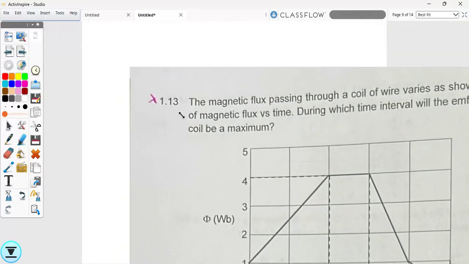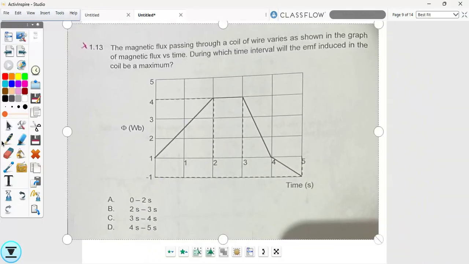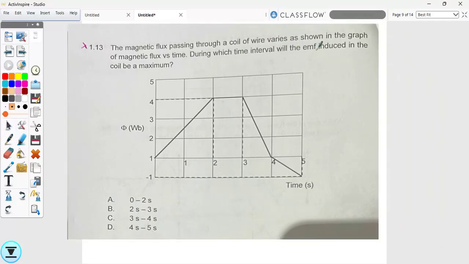You see, this is very similar. They like these. Similar to that one we just had. So again, here they're asking for during which time interval will the EMF induced be a maximum? So EMF induced, again, is going to be the negative of the gradient, because again, they're giving you a flux graph. But when they say maximum, you don't really care about negative or positive. You just care about the size of the EMF. So you just want to look at where the gradient is the biggest. So you're actually just going to look for the steepest part.